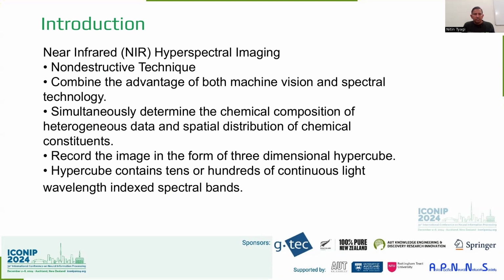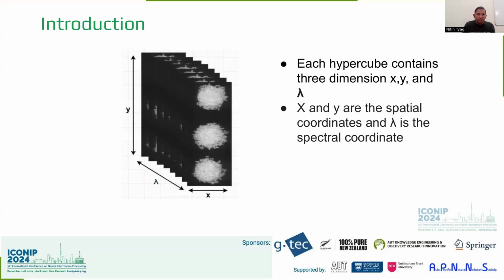The entire information captured by the hyperspectral imaging camera is stored in the form of a three-dimensional hypercube, which contains tens or hundreds of continuous light wavelength indexed spectral bands. This is the structure of the hypercube, which contains three coordinates x, y, and lambda. X and y are called the spatial coordinates, and lambda is called the spectral coordinate. In this hypercube, we can see that there are a large number of wavelengths, and each wavelength represents the unique property of the constituent particle.